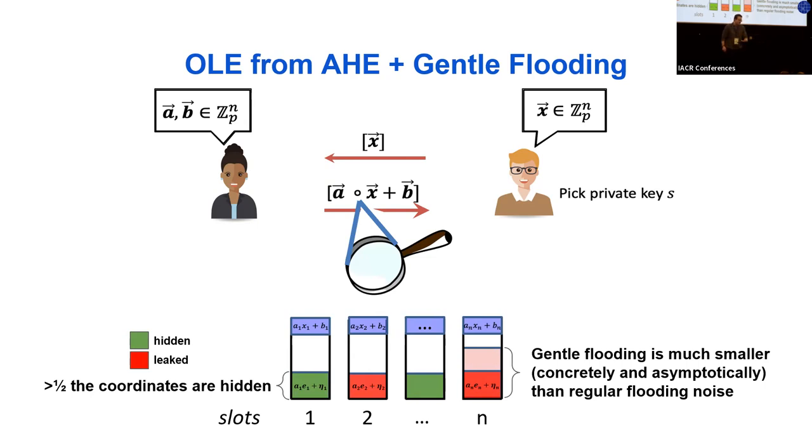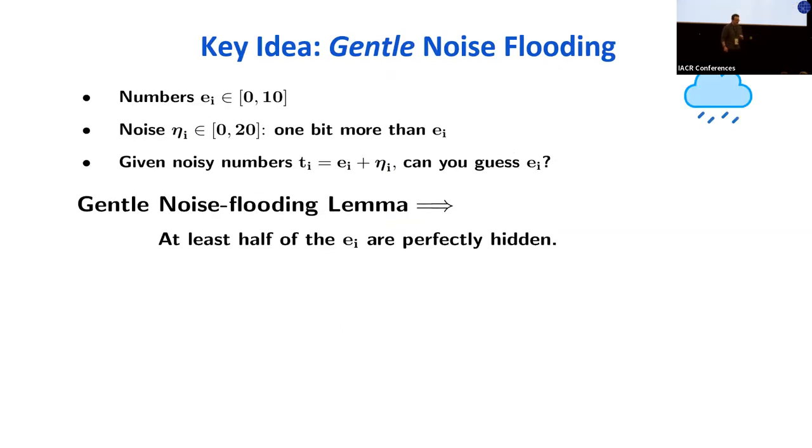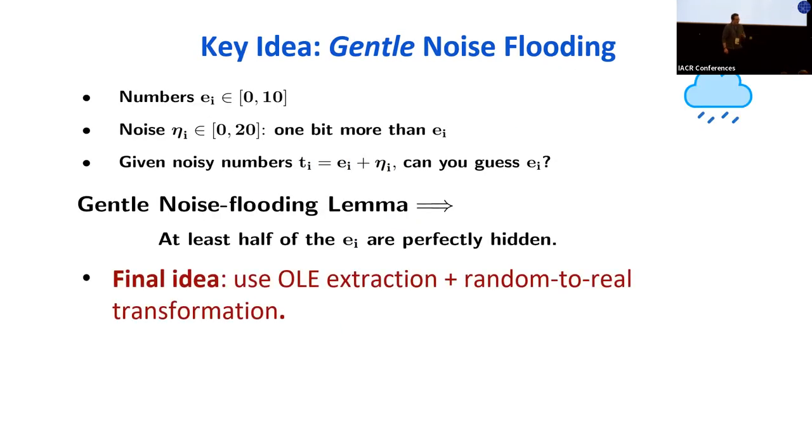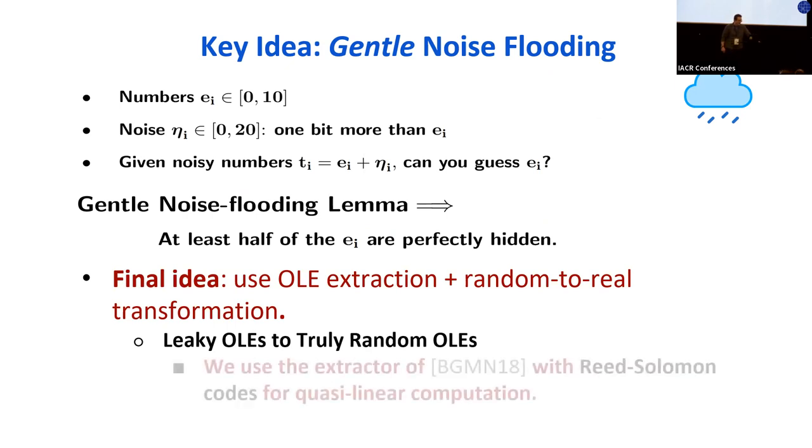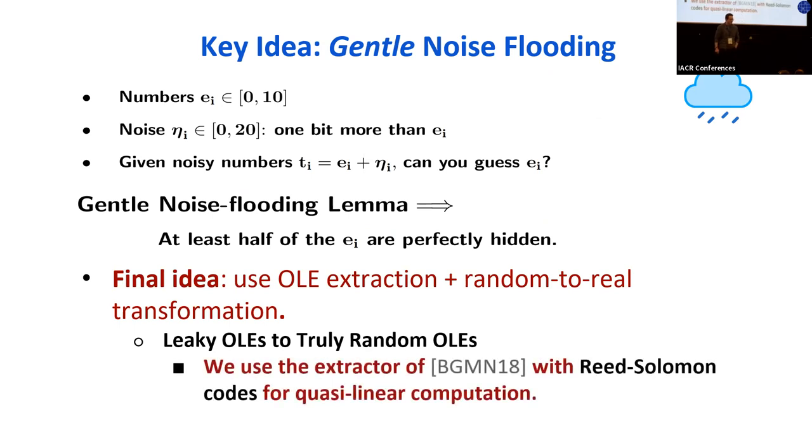And the only downside is that now some of Alice's input is actually leaked. We need one extra idea to fix this. And the final idea here really is to use an OLE extractor, which is this really cool protocol that takes leaky OLEs for some bound on the leakage and turns them into truly random OLEs. We instantiate this extractor using the work of Block, Gupta, Maji, and Nguyen with Reed-Solomon codes to maintain our quasi-linear computation, which we need for AQO.